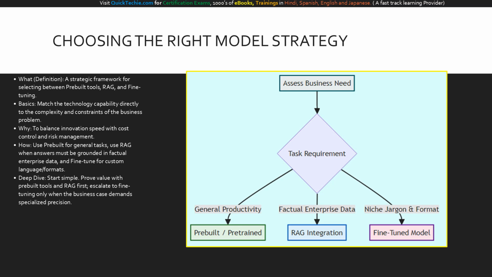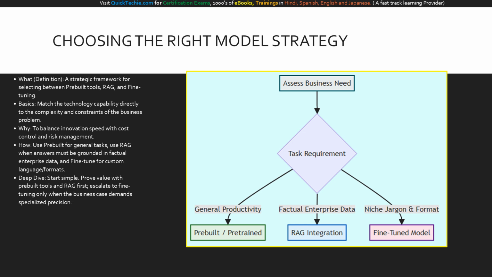As we conclude, let's establish a definitive framework for choosing the right model strategy for your organization. What we are looking at is a triage system for AI adoption. The basics are simple. You must ruthlessly match the AI capability to the exact complexity of your business problem. Why? To maintain a delicate balance between driving rapid innovation, controlling cloud compute costs, and managing enterprise risk. How do you execute this? Here is your rule of thumb.